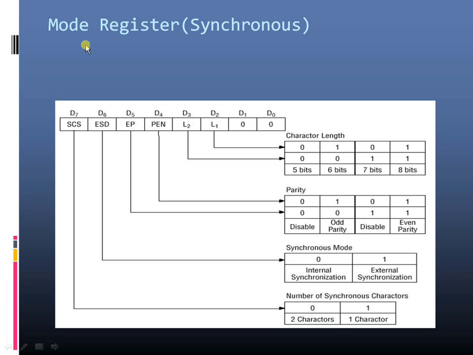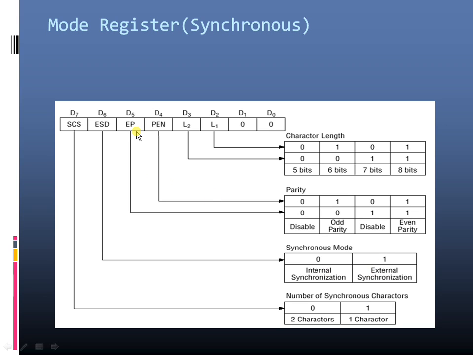Then we have the same mode register in case of synchronous mode. Okay, so here SCS, which is used for selecting the number of synchronous characters. So before communication takes place or starts in synchronous communication, it would be sending synchronous characters. Okay, now those synchronous characters are used for synchronizing the transmitter with the receiver. So here we can send one synchronous character, or else we can also go with 2 synchronous characters. Okay, and then we have ESD, which is for internal synchronization or for external synchronization.